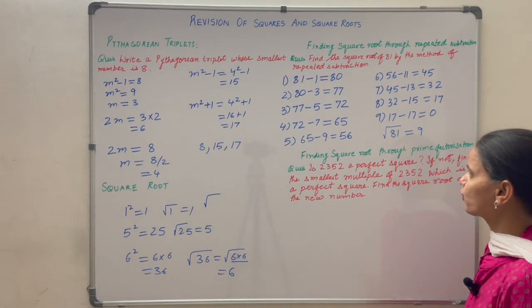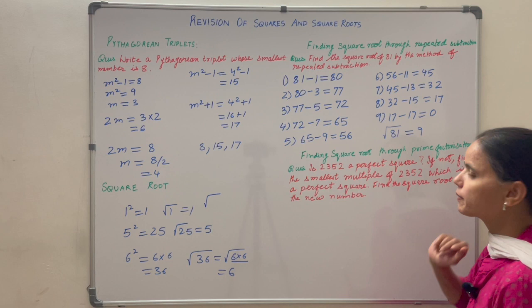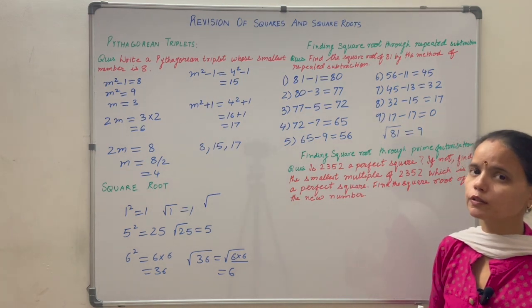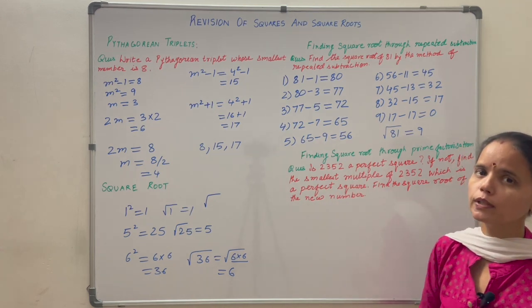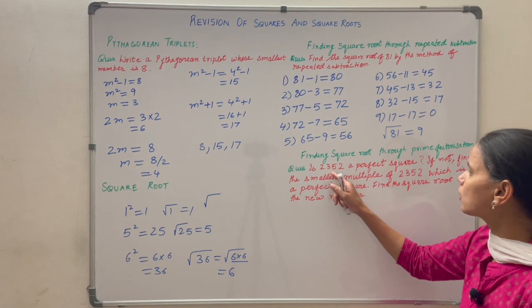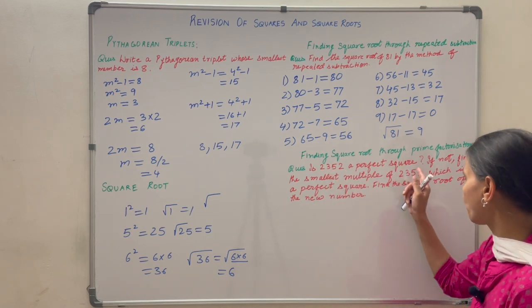Let us now take the next method, finding the square root through prime factorization. What is prime factorization? You need to find out the factors of a number which are only prime numbers. So let us take this question. Is 2352 a perfect square?